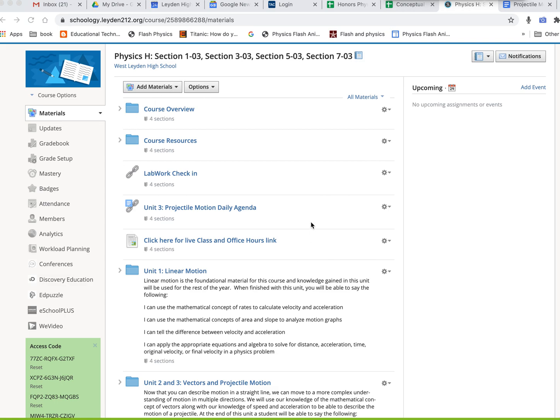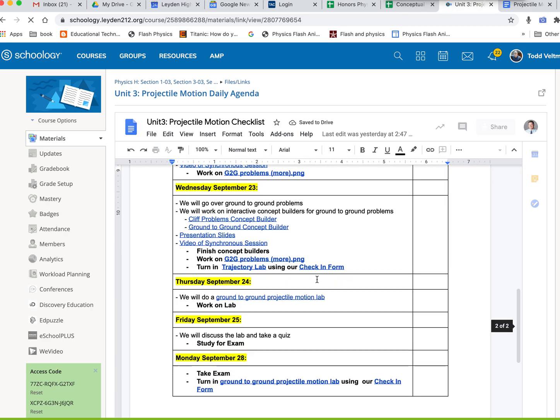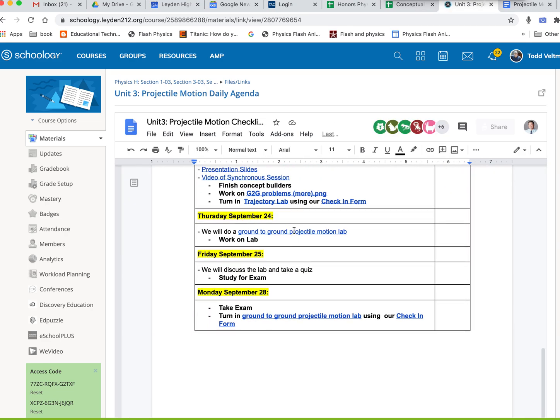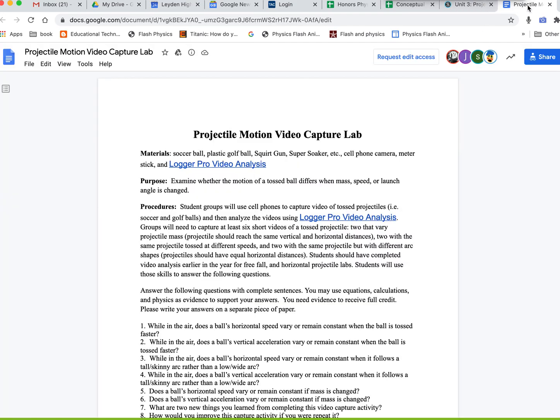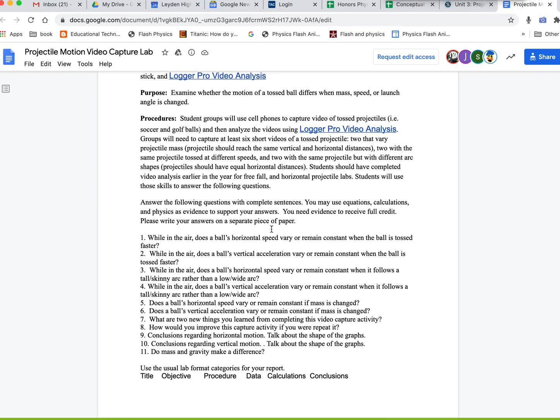We're going to go into our course, and if you click on the daily agenda and scroll down to today, it's there, the ground-to-ground projectile motion lab. Okay, so if you click on that, this sheet will pop up. Now this sheet is a little different than the ones I normally give you. Mr. Reeves wrote it. He's the physics teacher from East.